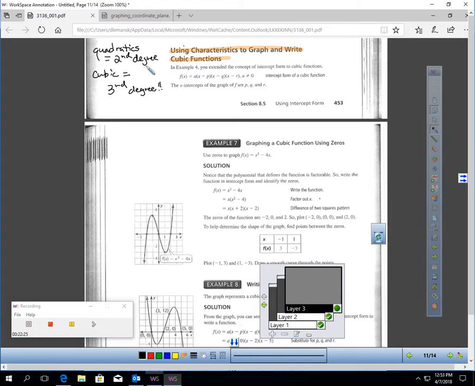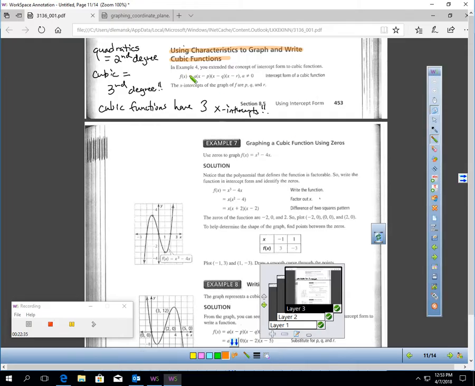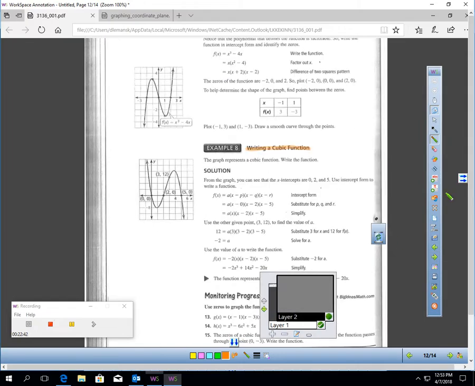The last thing to cover in this video is how to graph and write cubic functions. Now, quadratics are second degree. Cubic means third degree. So when you have cubic functions, you're going to have 3 x-intercepts. That's what this is trying to show you here. You're going to have 3 sets of x-intercepts. Okay?